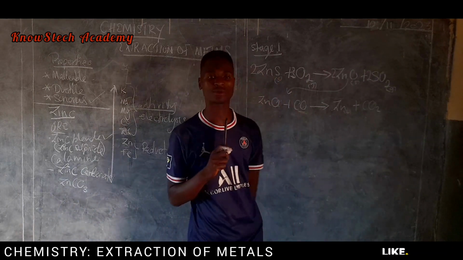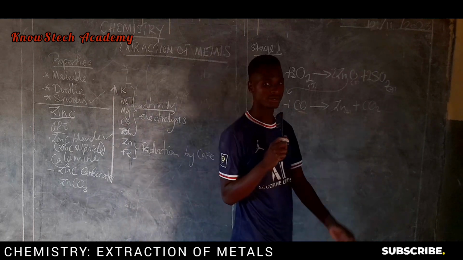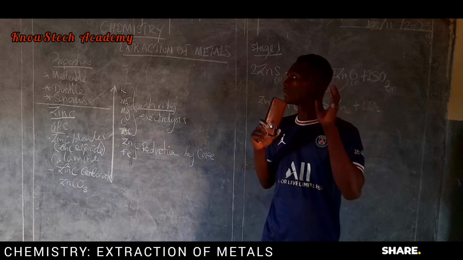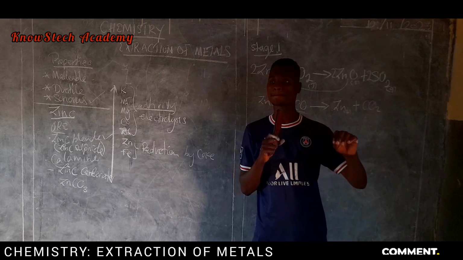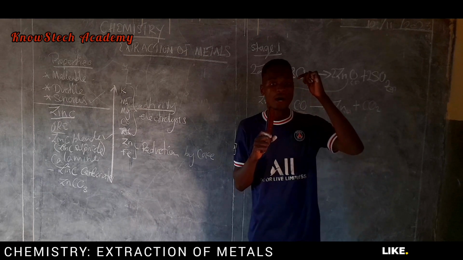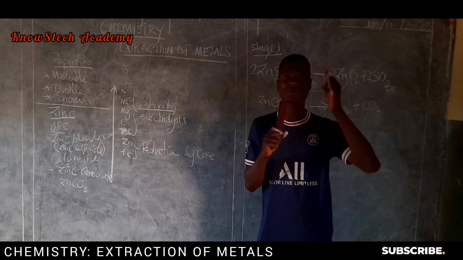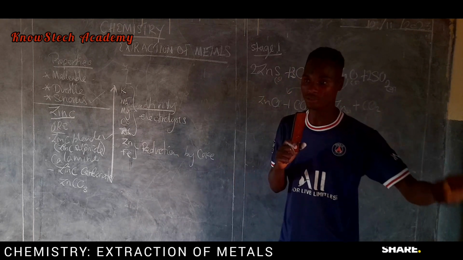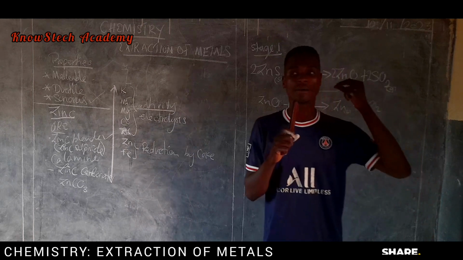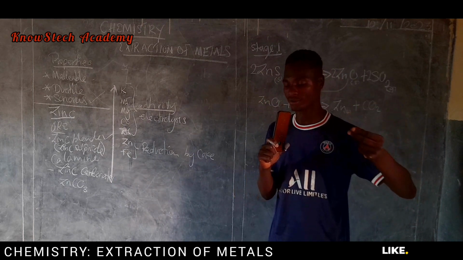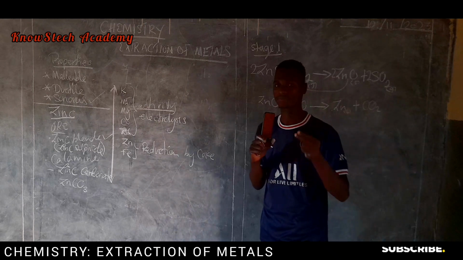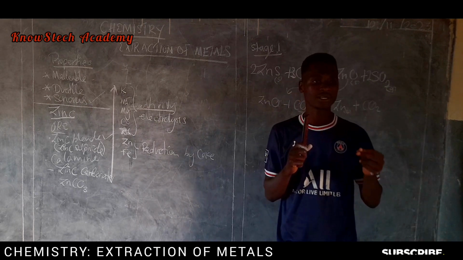Let's go to the uses of zinc. We are done with extraction of zinc. We are just summarizing extraction of metals. So zinc is used to galvanize iron, to prevent what? Corrosion or rusting of what? Iron. Very important.